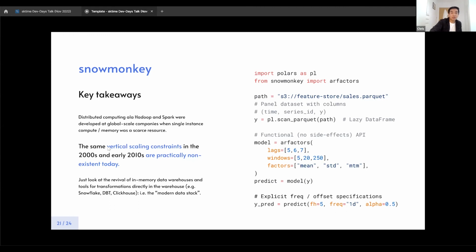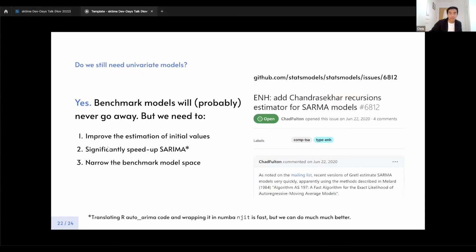All right. So last thing, do we still need univariate models? Yes. Benchmark models will probably never go away. As I said, it's still up in the air whether these global models can always outperform the singular univariate benchmark models. However, there's still significant work that has to be done, in my opinion, to make it cost effective for reasonable scale companies.